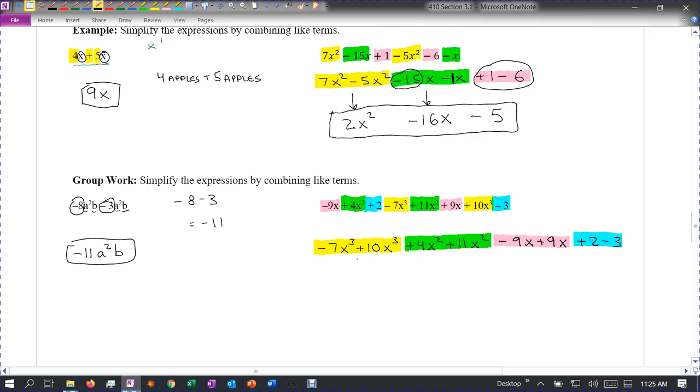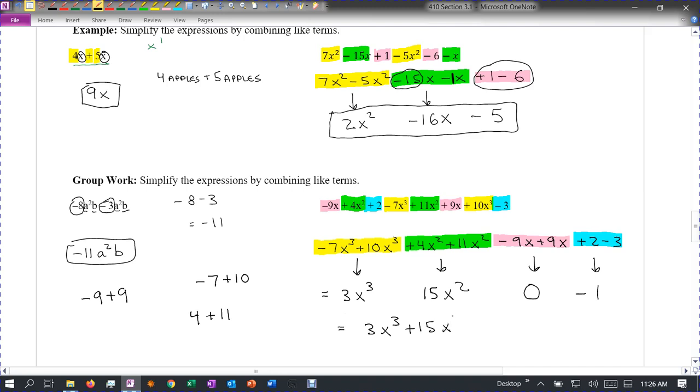So on my first one here, I've got to look at the coefficients. So I've got to take negative 7 plus 10, that's 3x cubed. And then here I need to take the coefficients, which are 4 plus 11. That's going to give me 15x squared. And then on this one here, I've got negative 9 plus 9, and that's 0. So that actually just gives me nothing. I have no x's there. And then the last one, this is 2 take away 3, it's negative 1. So I could say that my simplified expression is 3x cubed plus 15x squared. I don't need to write 0, so I'll just write minus 1. So there is our simplified expression.